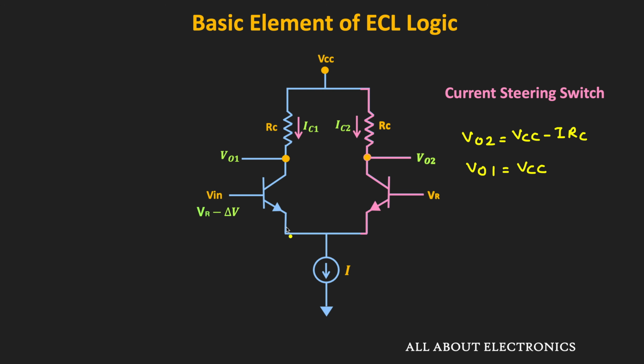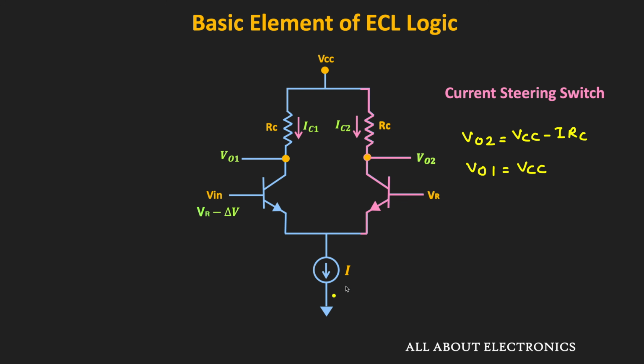In this way, because of the current steering, we are getting two possible output states. One is VO equal to VCC and the other is equal to VCC minus I times RC. Due to this current steering capability, sometimes this logic is also referred to as the current steering logic or the current mode logic.